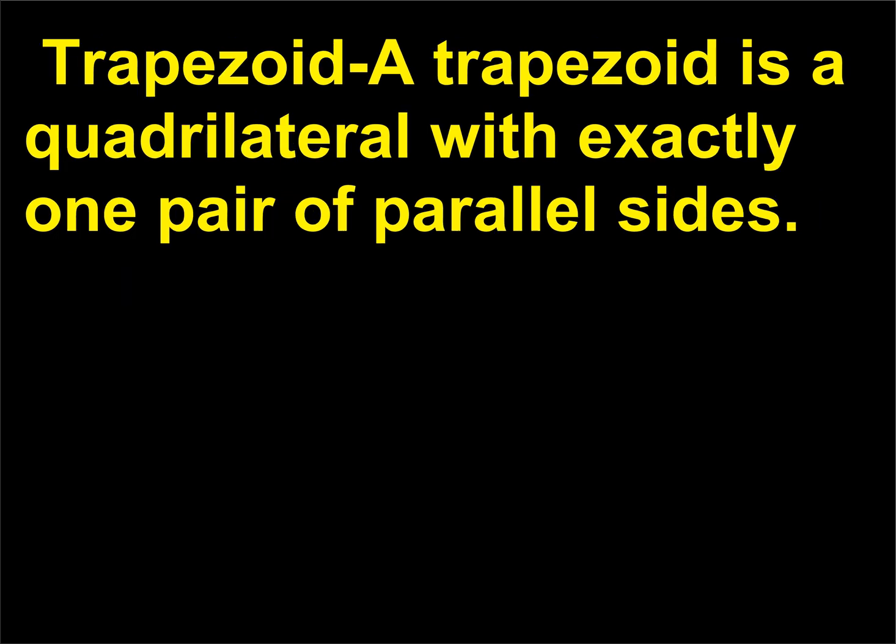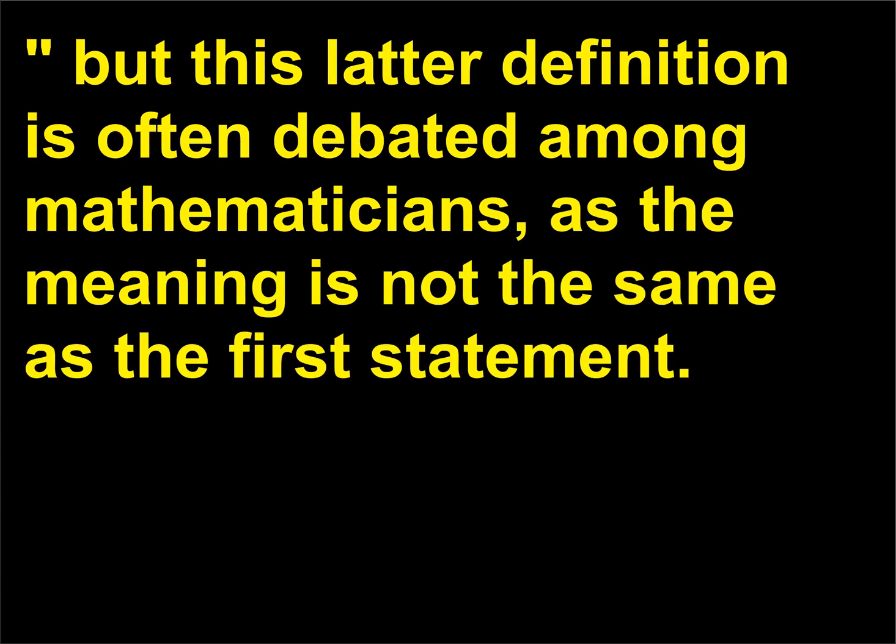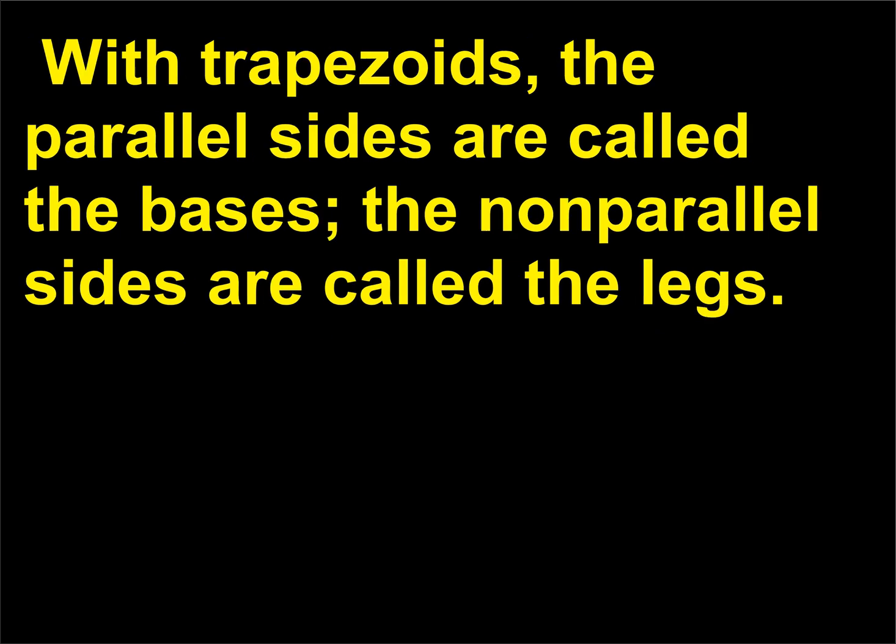Trapezoid. A trapezoid is a quadrilateral with exactly one pair of parallel sides. This is also seen in books as a quadrilateral with at least one pair of parallel sides. But this latter definition is often debated among mathematicians, as the meaning is not the same as the first statement. With trapezoids, the parallel sides are called the bases, the non-parallel sides are called the legs.